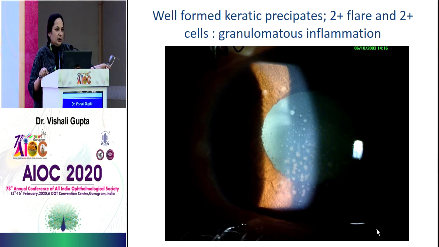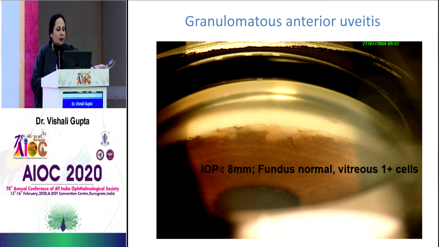Now, what do you see? Any of you just shout. So what do you see on the cornea? Absolutely fine. So you see granulomatous form of keratic precipitates. Anytime you see the formed keratic precipitate, it is granulomatous uveitis, okay? So you also look at the pressure. Pressure is 8 millimeter. It is very important to look at the fundus, because it could be a part of pan-uveitis and not only anterior uveitis. There is just 1+ vitreous cells, which means it is predominantly anterior uveitis.